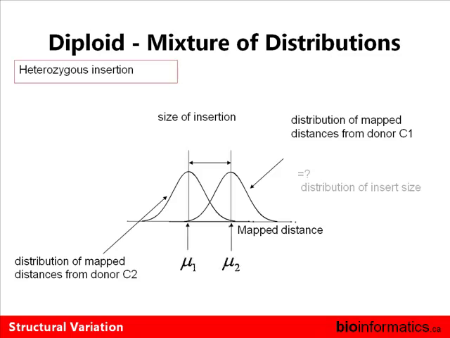So what you really need is these underlying means. Unfortunately, you have no way of knowing which mate pair came from which chromosome.